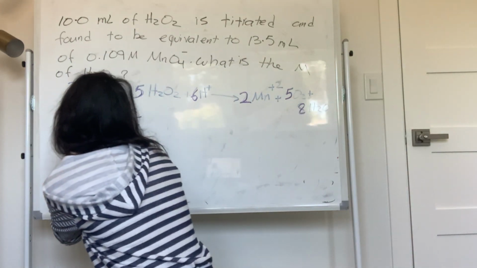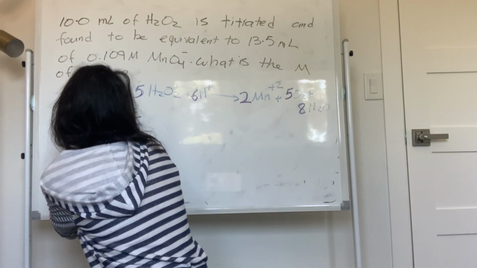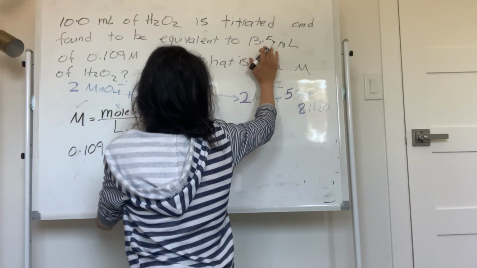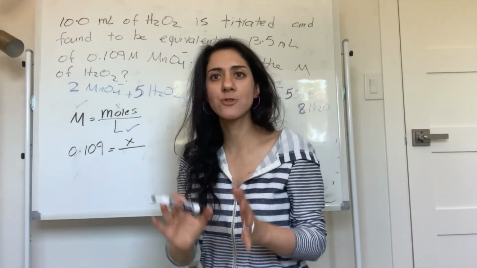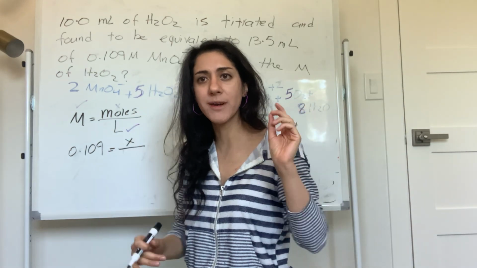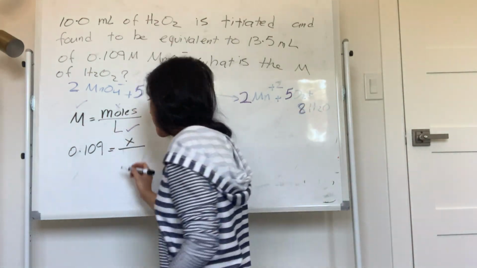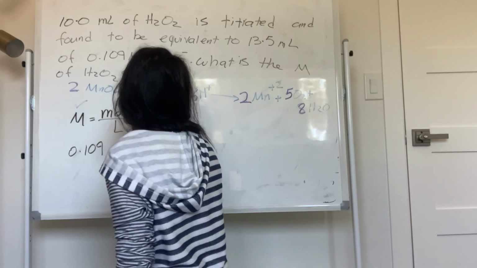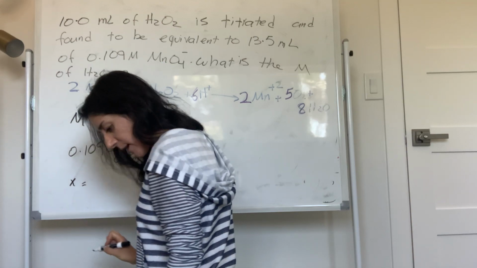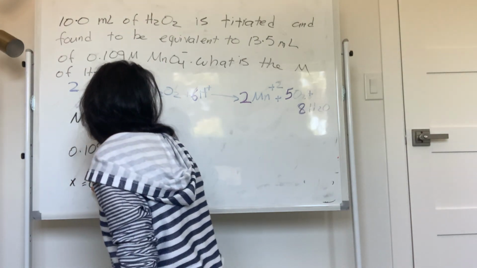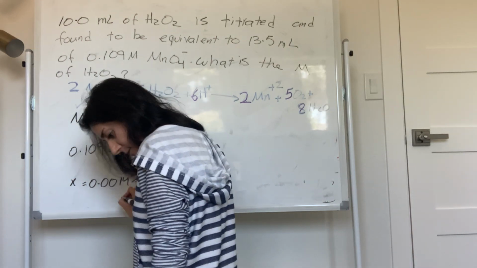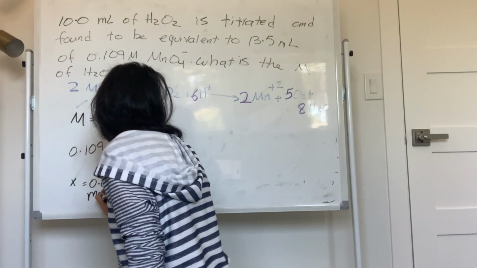Okay, so I'm going to plug this in. The molarity was 0.109. I don't know the moles, but the volume was 13.5 ml. Molarity has to be moles per liter. Dilution doesn't matter as long as both units matched up, but this one has to be liters. So I have to convert that to liters, divided by 1,000. I get 0.0135. So now, if I solve for x, I get 0.00147 moles of what?